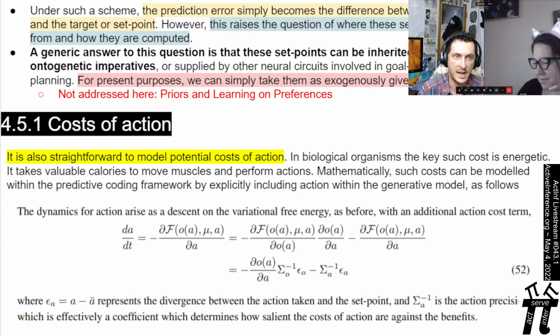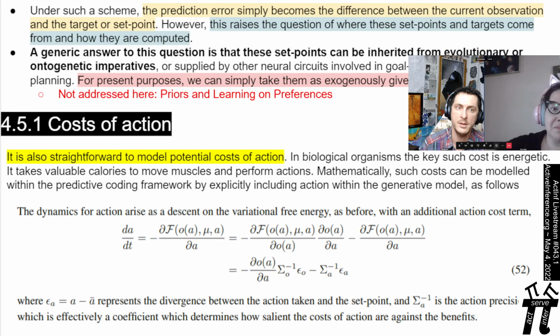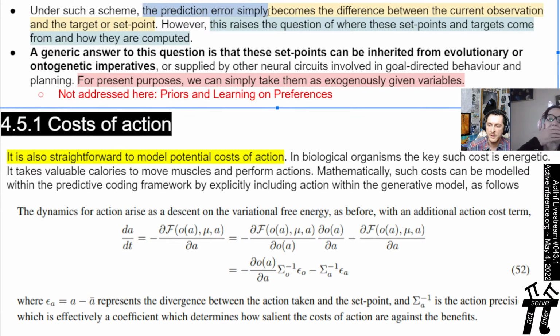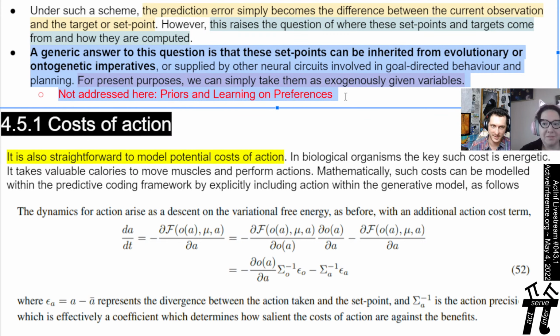Let's continue on this action theme, and then we'll end in a few minutes. So under such a scheme, the prediction error becomes the difference between the current observation and the target or set point. That raises the question of where these set points and targets come from. And that's where they just sort of have that road leading off into the distance, saying, well, in the evolutionary case, it's inherited. In the computational case, it's just simply there. It could be just a priori speculated, or it could have been a parametric empirical Bayes.